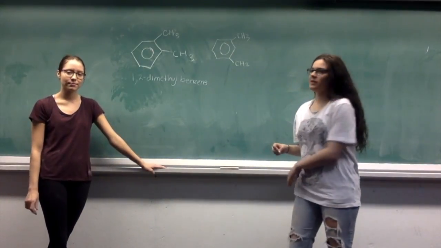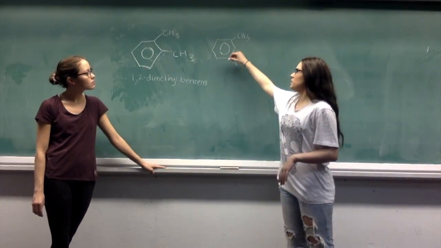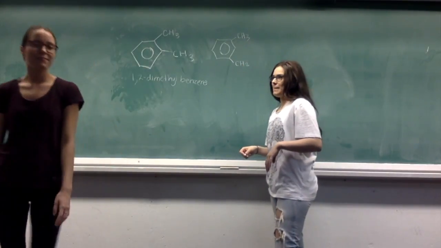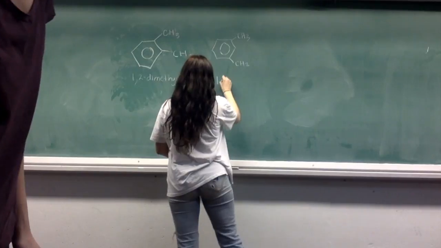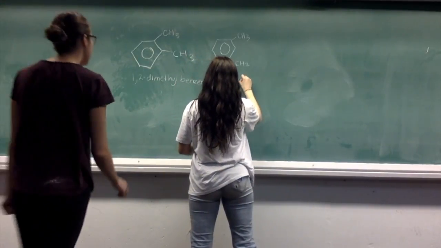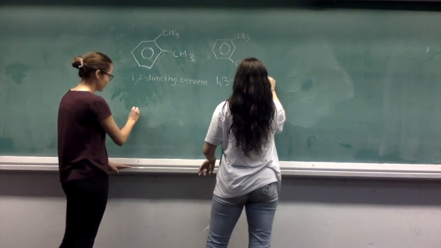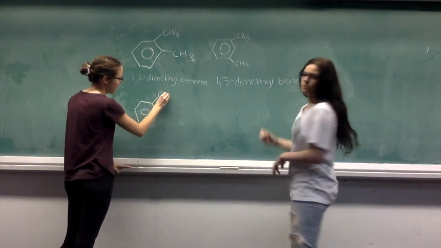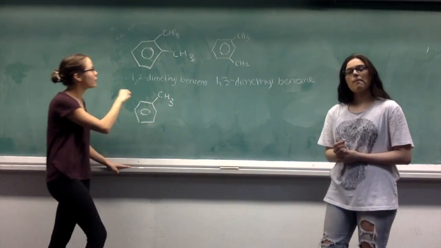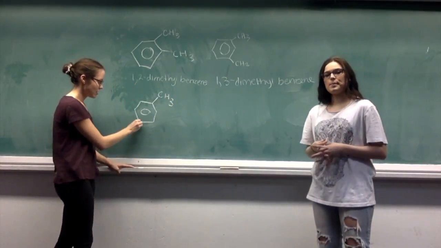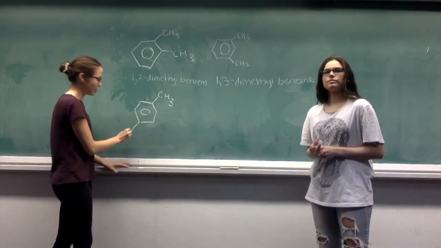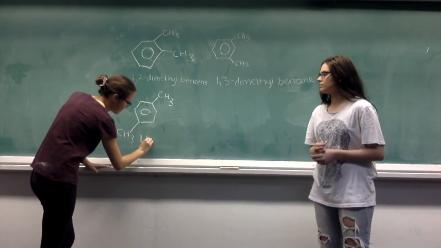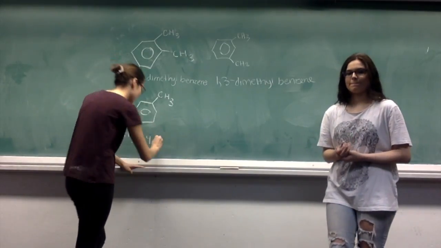Another example would be if you had one carbon in between the two substituents, and you'd call this 1,3-dimethylbenzene. And the last possible orientation for two substituents on a benzene ring is having 2 carbons between the two substituents. And here we would call this 1,4-dimethylbenzene.